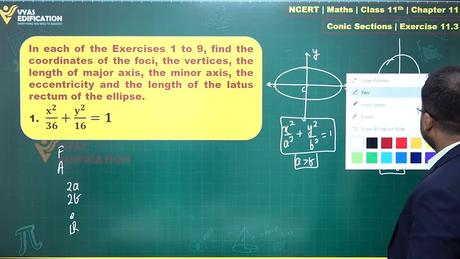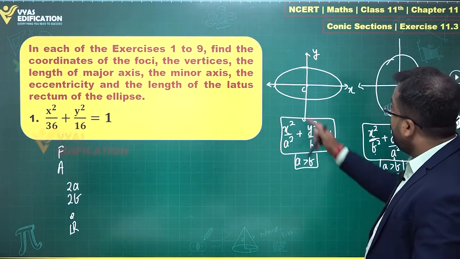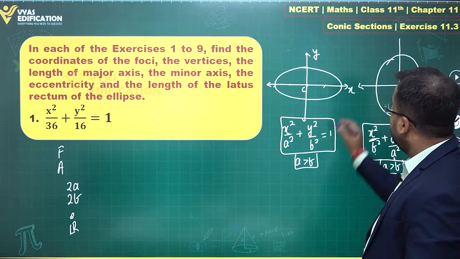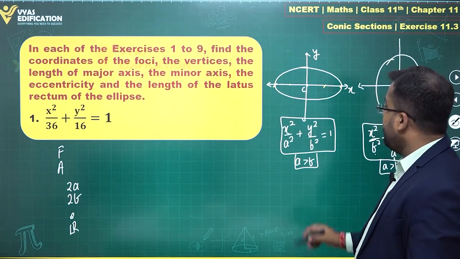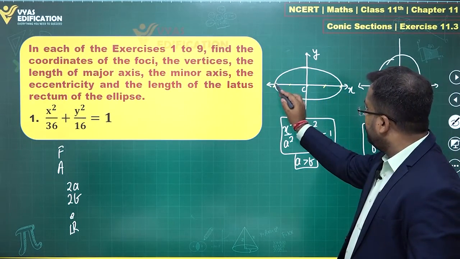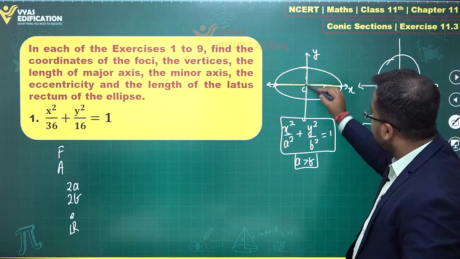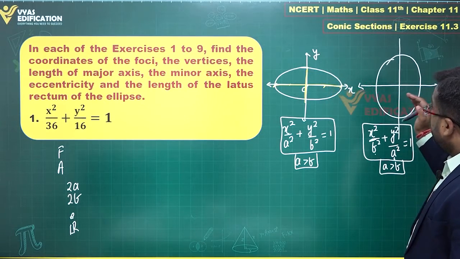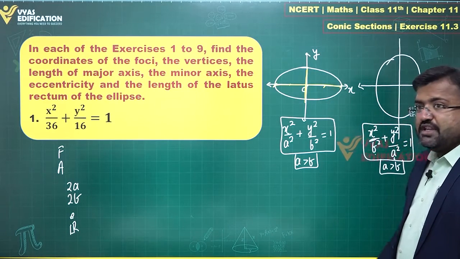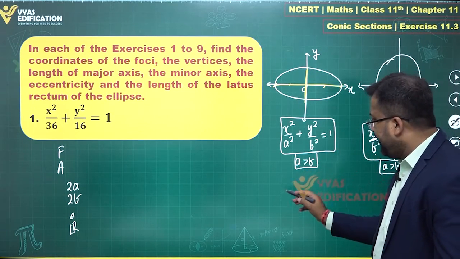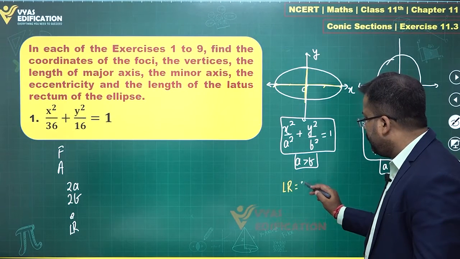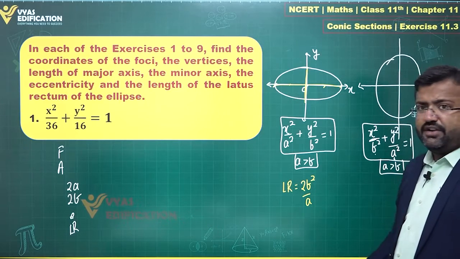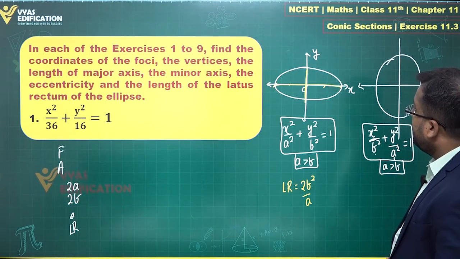So what are the properties of these? The foci will lie on this major axis over here. The vertices are these. Major axis will be this length 2a, minor axis will be this length 2b over here. What else? Latus rectum will be 2b square upon a. So let me write those things. Latus rectum will be 2b square upon a over here. This is important.